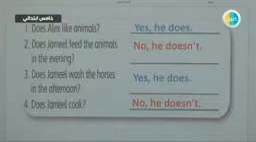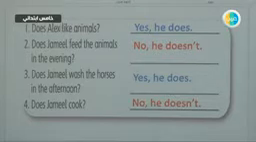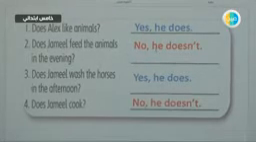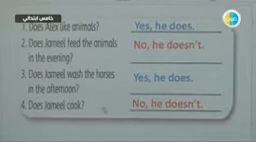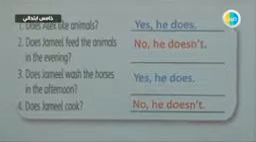These are the answers. The first question, does Alex, of course Alex is a male, is a man or a boy, so we will answer yes, he does. Does Jamil feed the animals in the evening? No, Jamil is a boy or a man too. No, he doesn't. Does Jamil wash the horses in the afternoon? Yes, he does. Does Jamil cook? No, he doesn't.